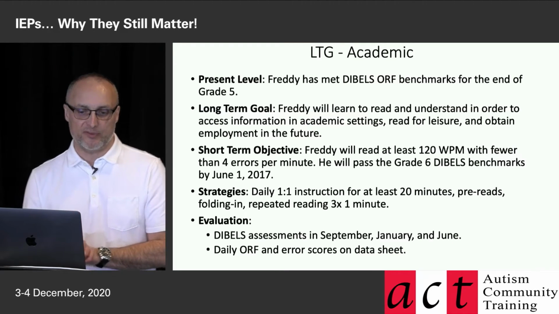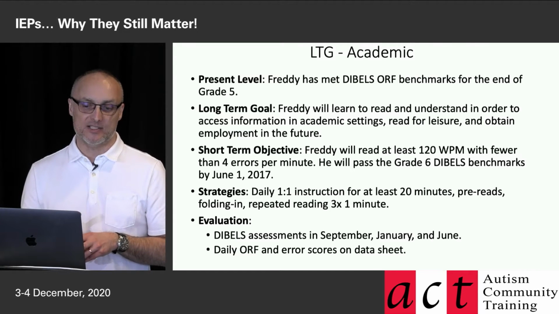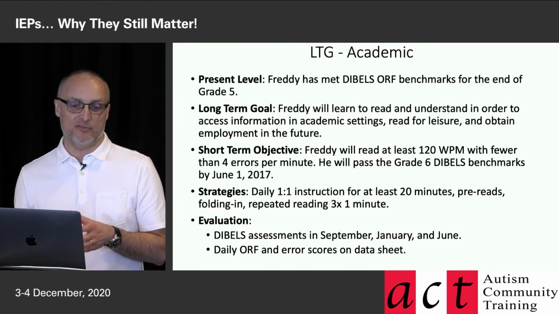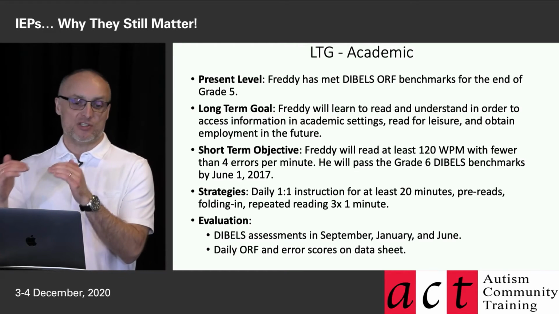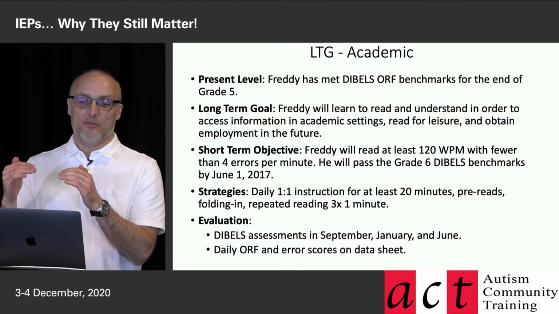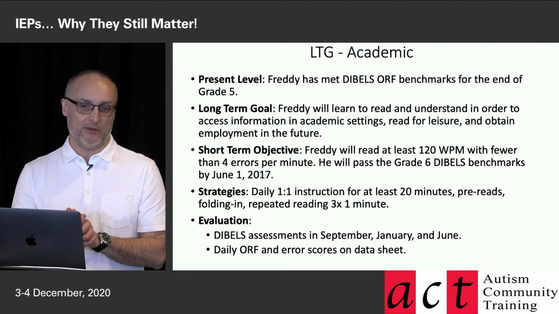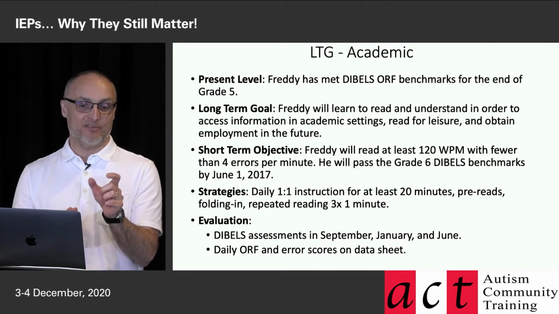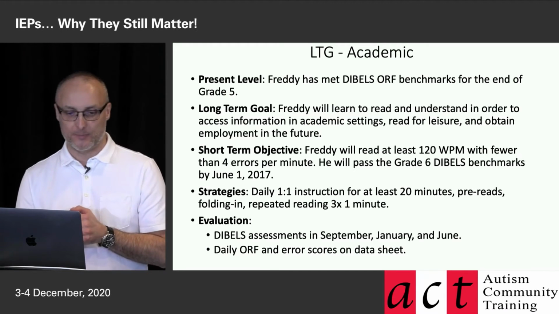The long-term goal is that Freddie will learn to read and understand in order to access information in academic settings, read for leisure, and obtain employment in the future. So this is a very high level or ambitious long-term goal. People are anticipating that Freddie is a student who may be able to go to post-secondary studies, which is why it says access information in academic settings and also reading for leisure and at work.